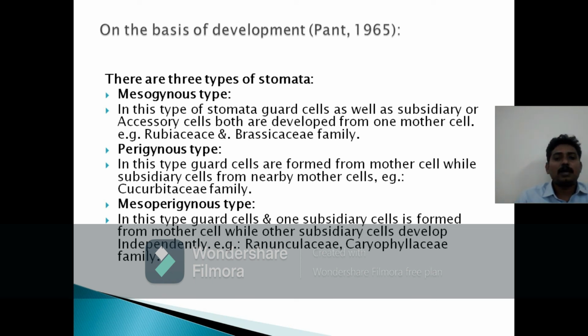The next one is the perigenous type of stomata. In this type of stomata, the guard cells are formed from a mother cell while the subsidiary cells form from a nearby mother cell. So here there are different mother cells. Example is Cucurbitaceae, which is the best example for the perigenous type of stomatal development.